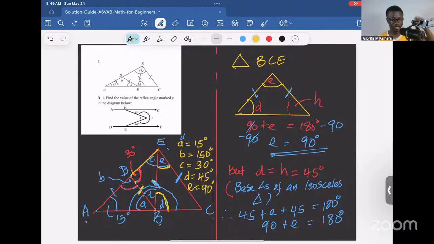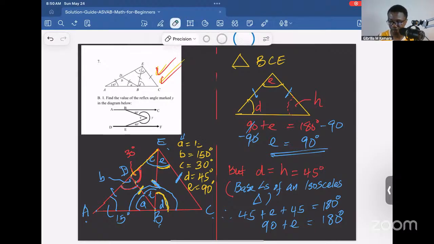So those are all the answers for this question. We've gotten all the answers, A, B, C, D, and E. So let's look at the next question. It says, find the value of the reflex angle marked Y in the diagram. So I will draw the diagram and we find the solution to that.